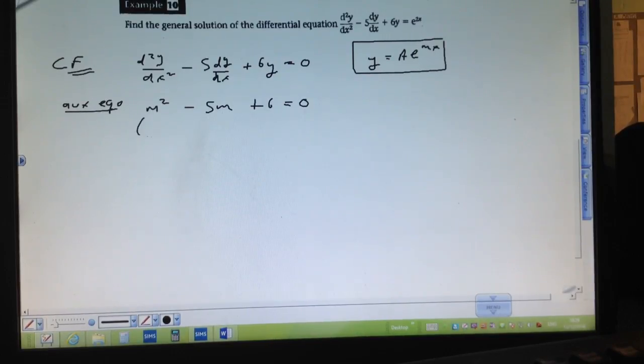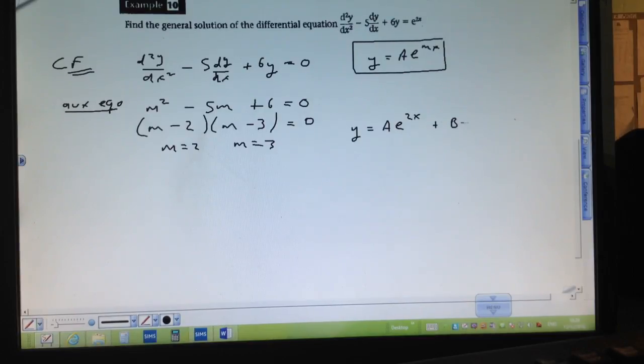Right, so go ahead and factorise that. Bang, bang, bing, bing is equal to 0. M, and this one again is going to be minus 3, minus 2, isn't it? So m is 2, m is 3, and you can see straight off that so far we've got y equals A e to the 2x plus B e to the 3x. So that's what we've got so far, and all I've got to do to that is find a particular integral. Okay, so down here, particular integral.